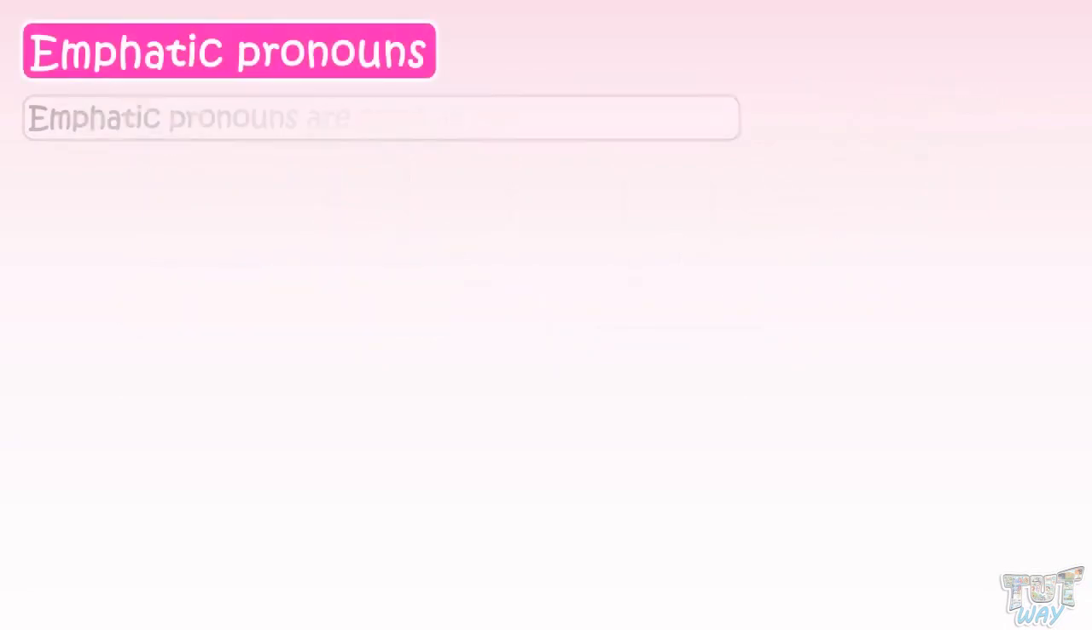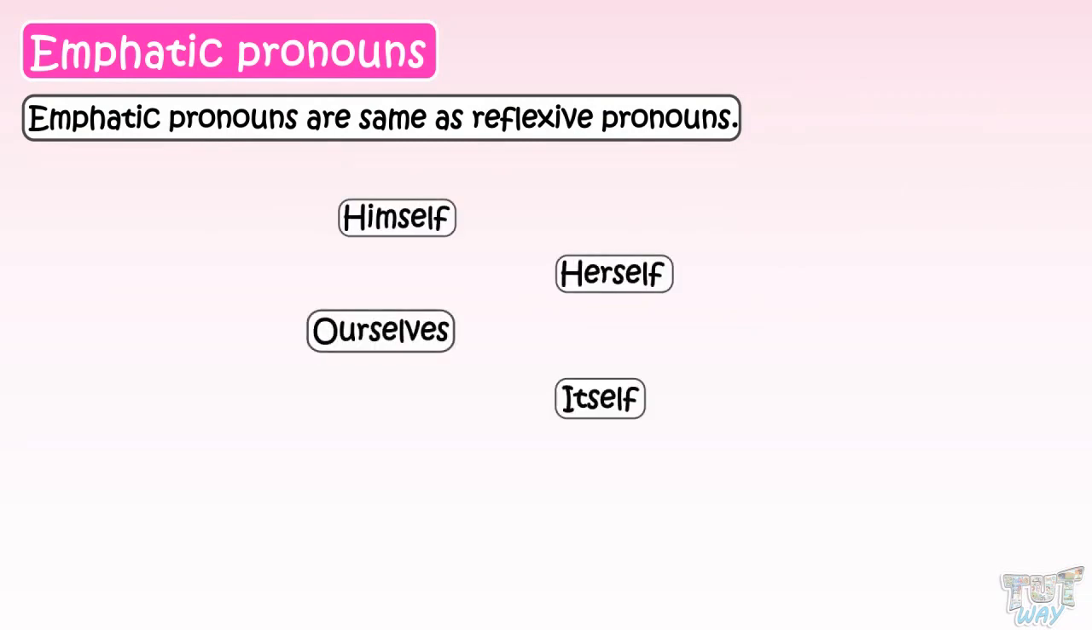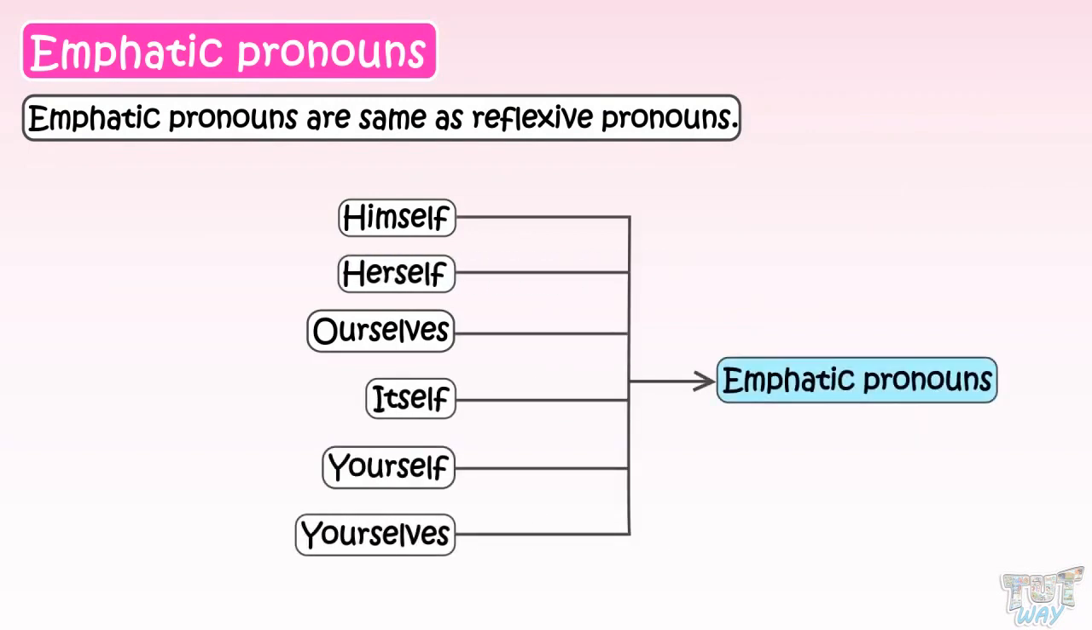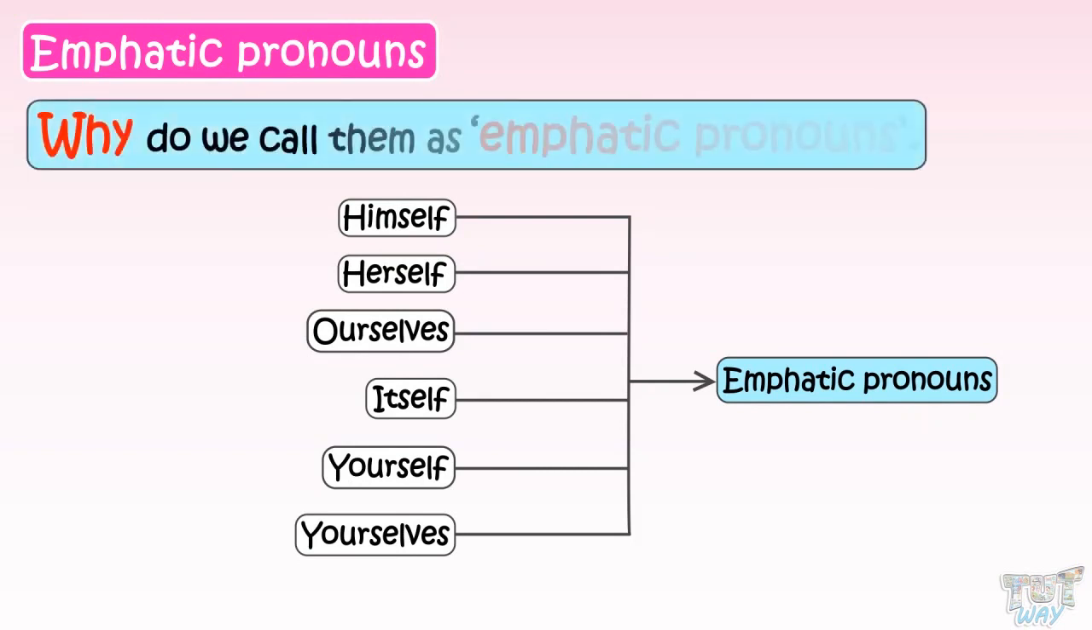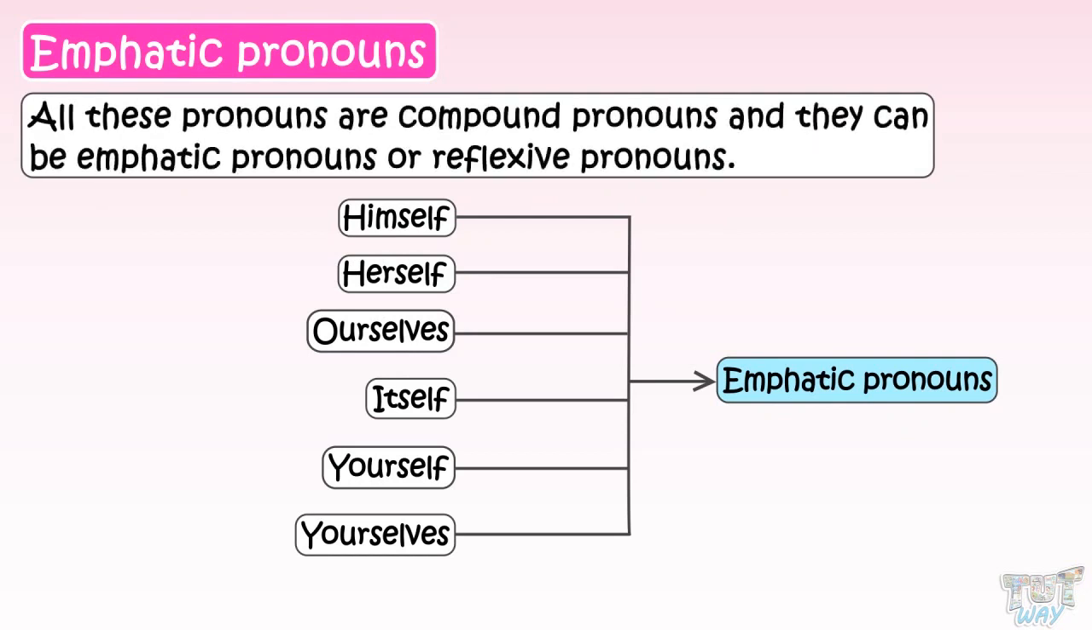Emphatic pronouns are same as reflexive pronouns. Himself, herself, ourselves, itself, yourself, yourselves. All these are emphatic pronouns. Yes, exactly same as reflexive pronoun. Why do we call them emphatic pronouns? All these pronouns are compound pronouns, and they can be emphatic pronoun and reflexive pronoun, depending on the role they play in the sentence. We will learn in the next example.